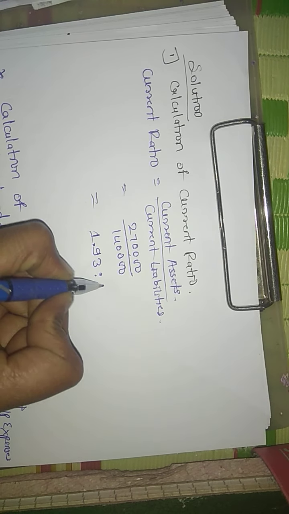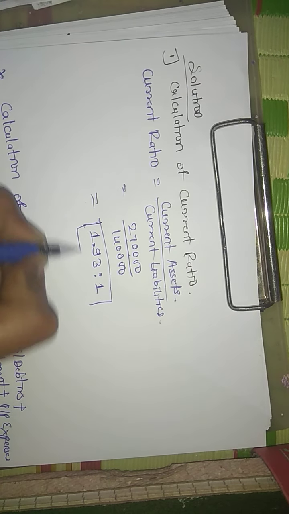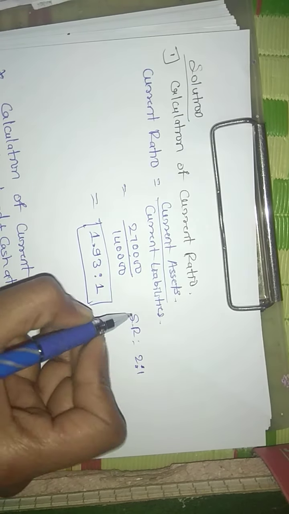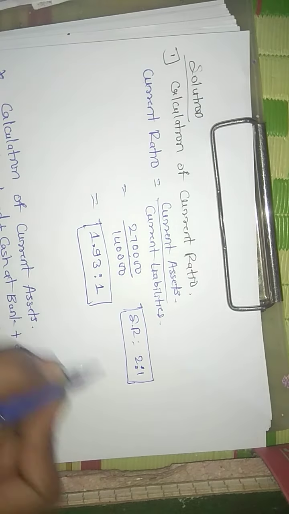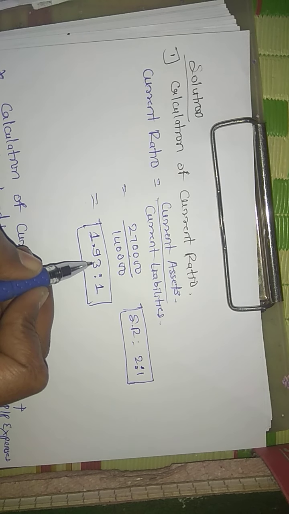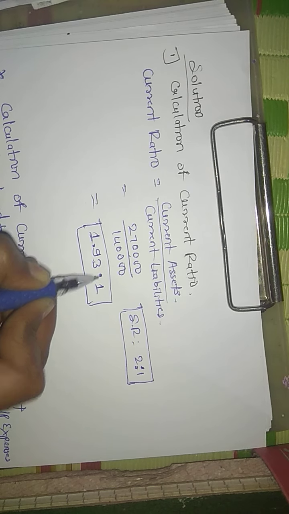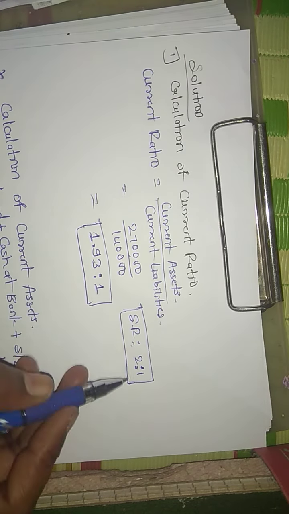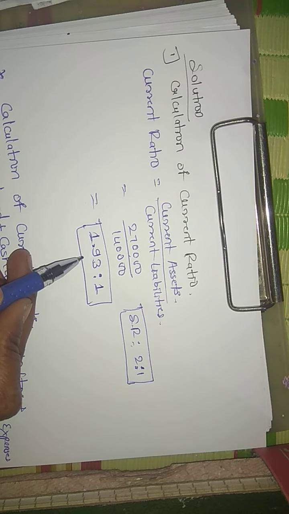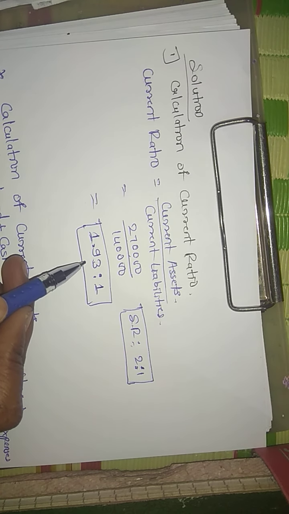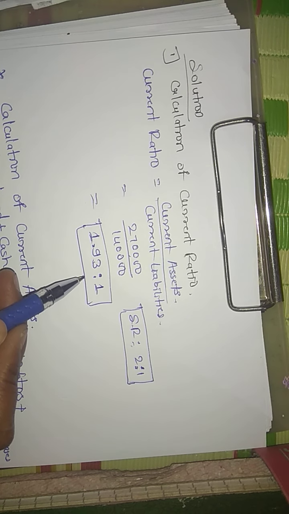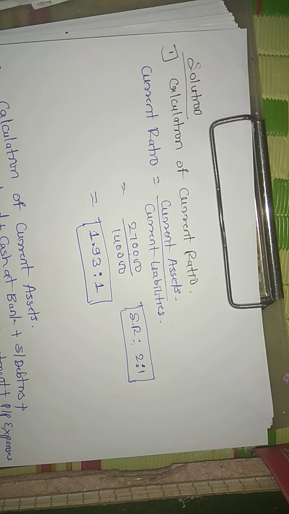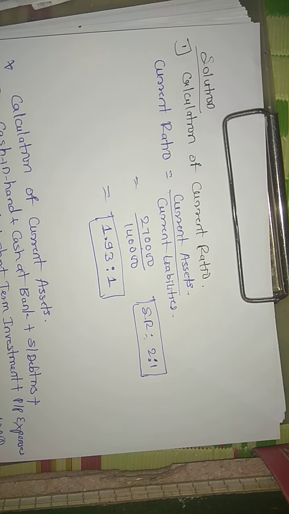Okay, here we get the ratio, that is 1.93 ratio 1. Okay, so the standard ratio of current ratio is 2 ratio 1. Okay, but the actual ratio of this X company is 1.93 ratio 1. Then the interpretation is, the current ratio is less than the standard ratio, hence the liquidity position of the company is not sufficient. So this is the interpretation of this calculation. Then next, that is about the calculation of current ratio.